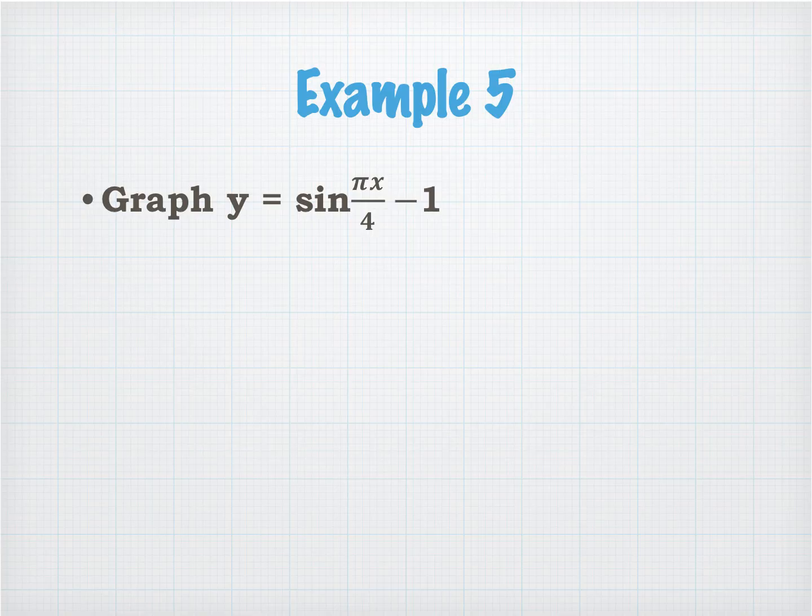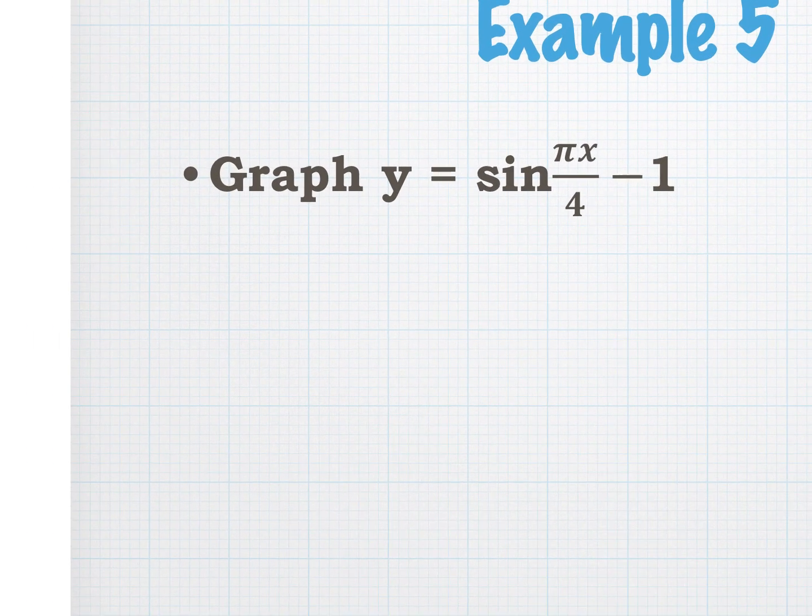Okay, and then there's just one more after this one. Let's find the same information. Let's start with the amplitude. What is our amplitude here? 1, right? There's no number in front, so we assume it's a 1.